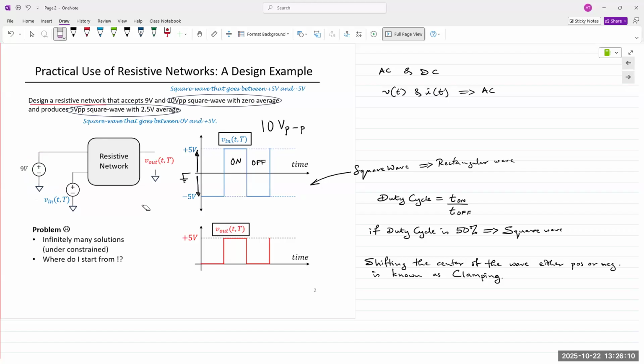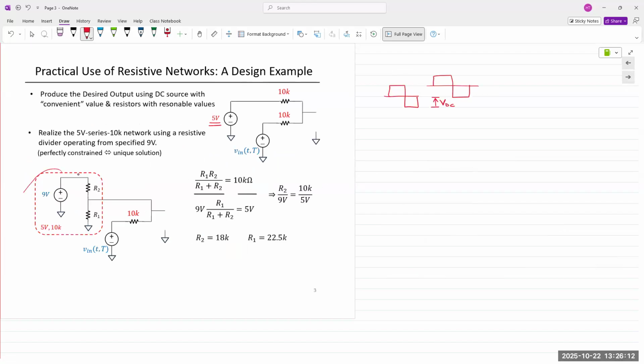So we have 9 volts and our desired value is 5 volts right here. So the provided source is 9 volts. The desired source is 5 volts. So we have to obtain 5 from 9, and we can implement that using a series resistive network, meaning series connected resistors.